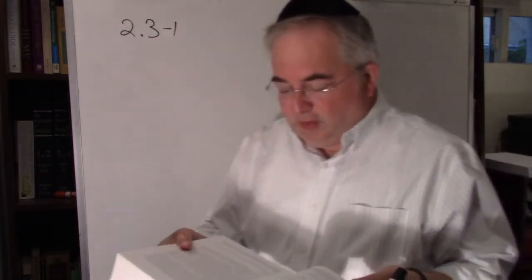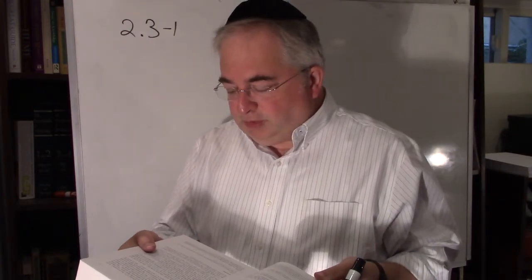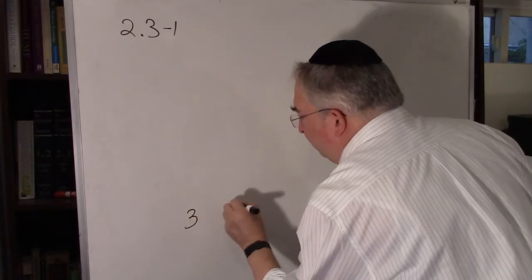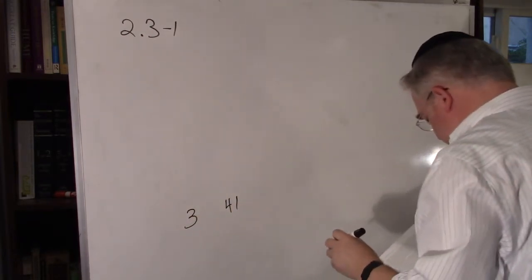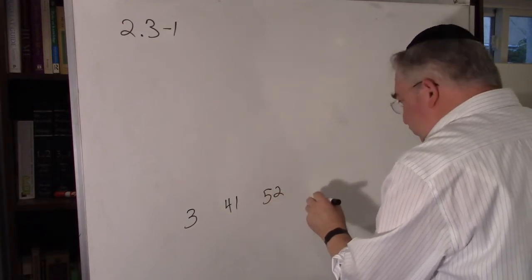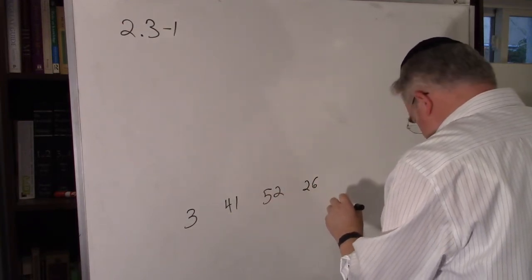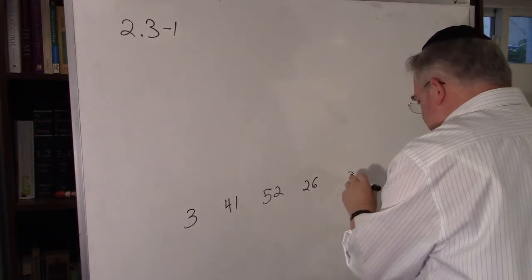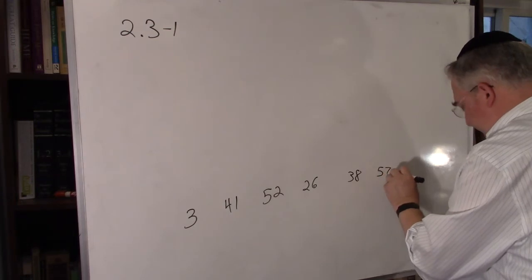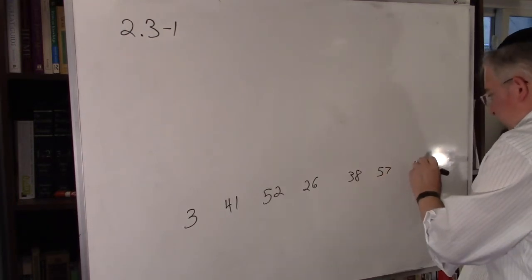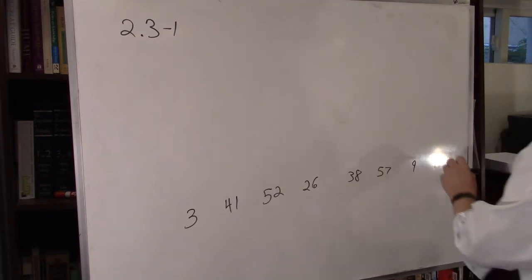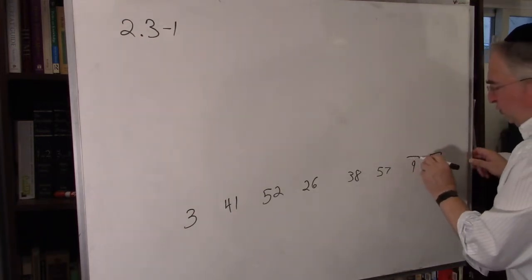Using figure 2.4 as a model, illustrate the operation of merge sort on the array 3, 41, 52, 26, 38, 57, 9, and 49. So each one of these are individuals.